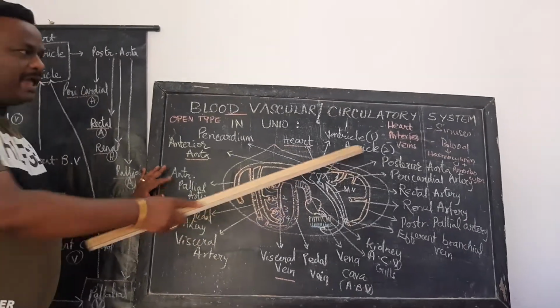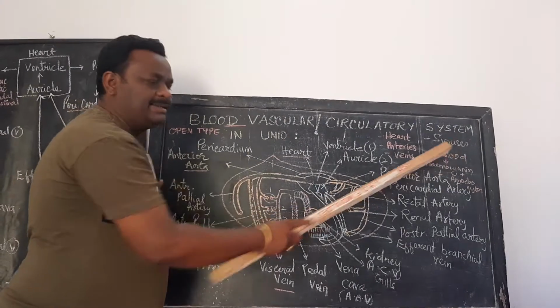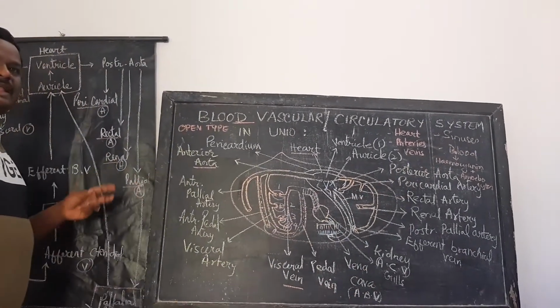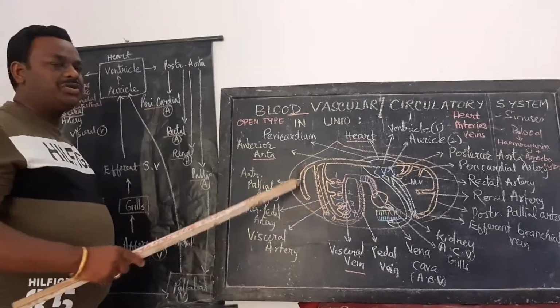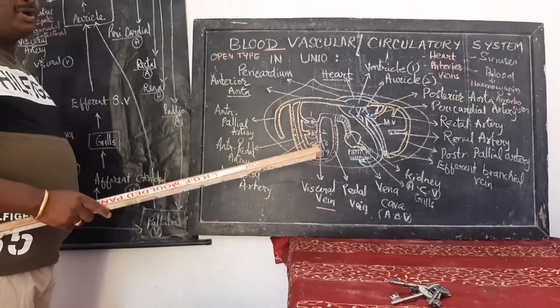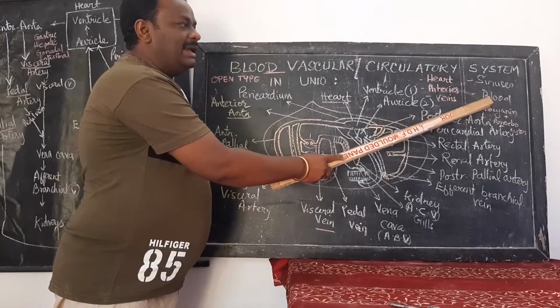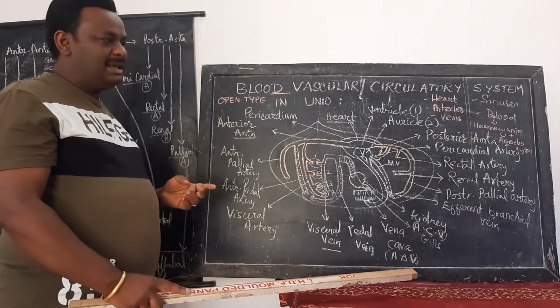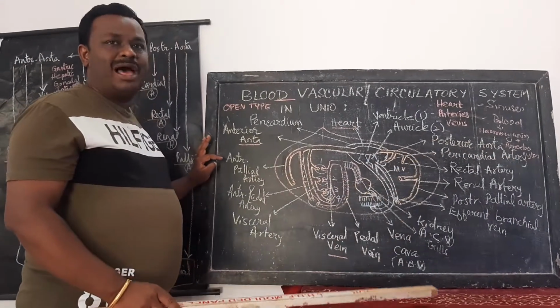Understanding the veins, we'll move on to the fifth part, that is the blood. Blood is the fluid connective tissue which will transport the nutrients and respiratory gases within the body of Unio. The importance of blood is that it has got two parts. Number one, plasma part. Number two, the cellular part.